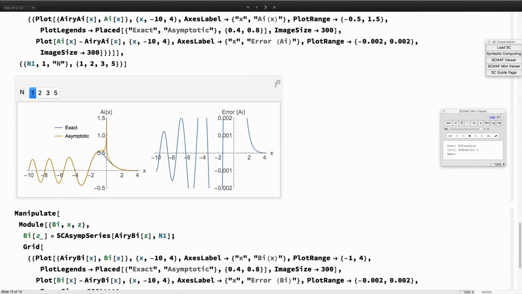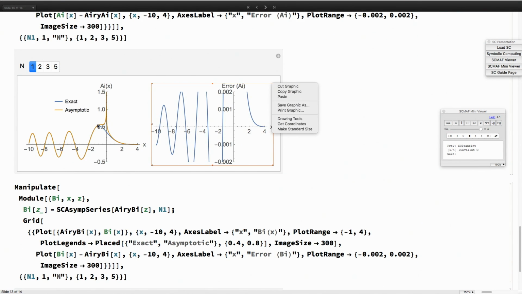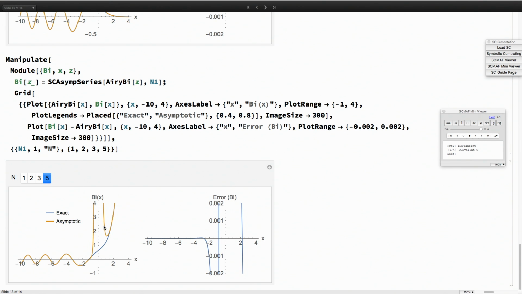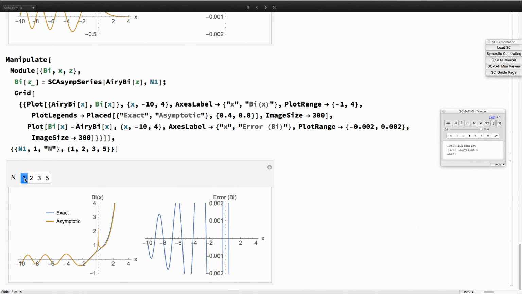So if I plot the Airy function with one term, you can see it's pretty accurate, but if you plot the error, it's quite significant. It's of the order of about 0.001. With two terms, the error is very much reduced. Then 3 terms and 5 terms. So with more terms, it is very accurate for large x, but the error increases for small x. And similarly for Airy Bi, with 1 term, 2 terms, 3 terms, and 5 terms.